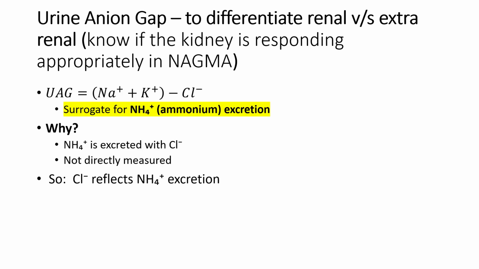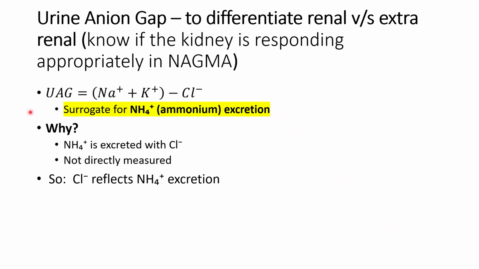Basically, we use urine anion gap in a normal anion gap metabolic acidosis to differentiate between renal versus extrarenal cause. Basically, urinary anion gap tells us whether the kidney is responding appropriately or not. You calculate urinary anion gap by adding sodium plus potassium of urine minus chloride. This is a surrogate of NH4 plus excretion.